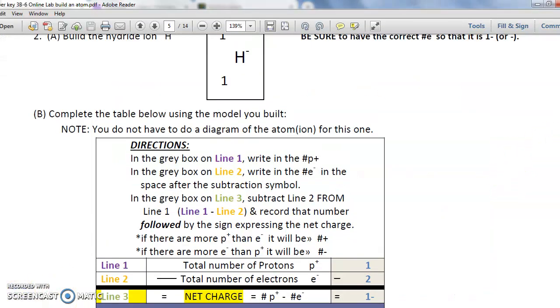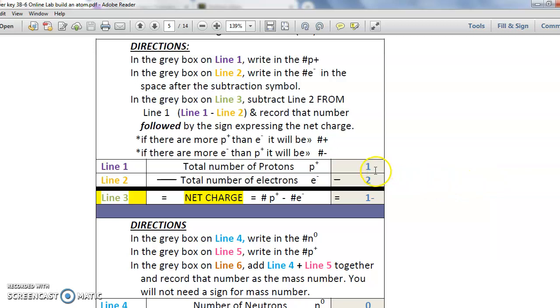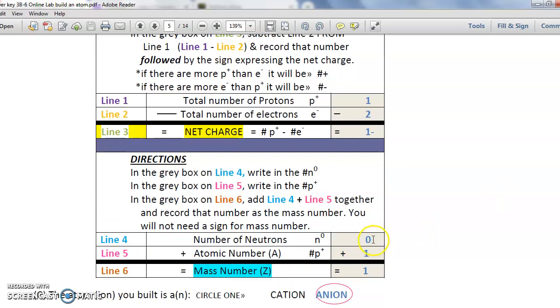So taking a look at what we have here, for the charge, we had 1 proton. Now we have 2 electrons. 1 positive minus 2 gives us a 1 minus. 1 minus 2 is -1, but remember the minus sign goes on the end. In the nucleus, we still had no neutrons. We had 1 proton for a mass number of 1. In our next video, we will answer the remaining questions on hydride ion.